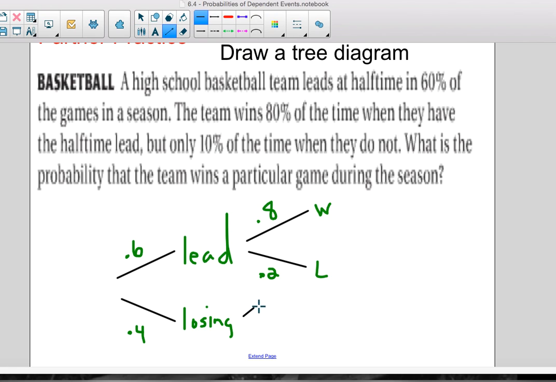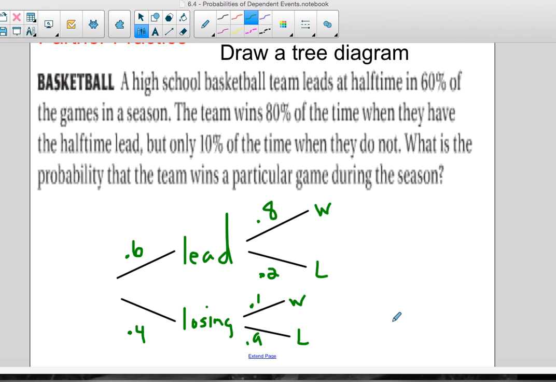And then the last piece of information just says that they win only 10% of the time when they do not have the halftime lead, right? They fold like a cheap tent. So only 10% of the time they will actually pick up a W despite losing at halftime, right? Which just means 90% of the time, if they're losing at halftime, they're going to get the loss in the final, at the end of the game.